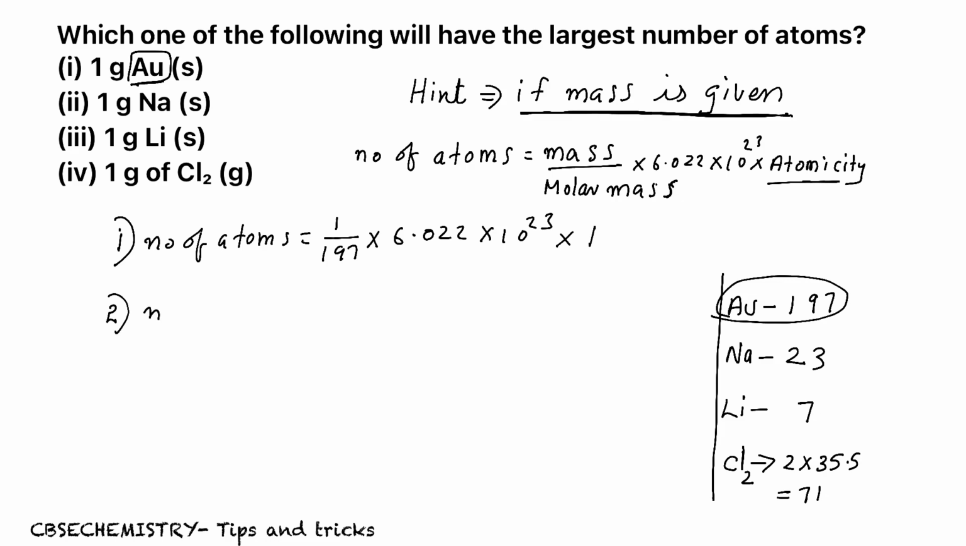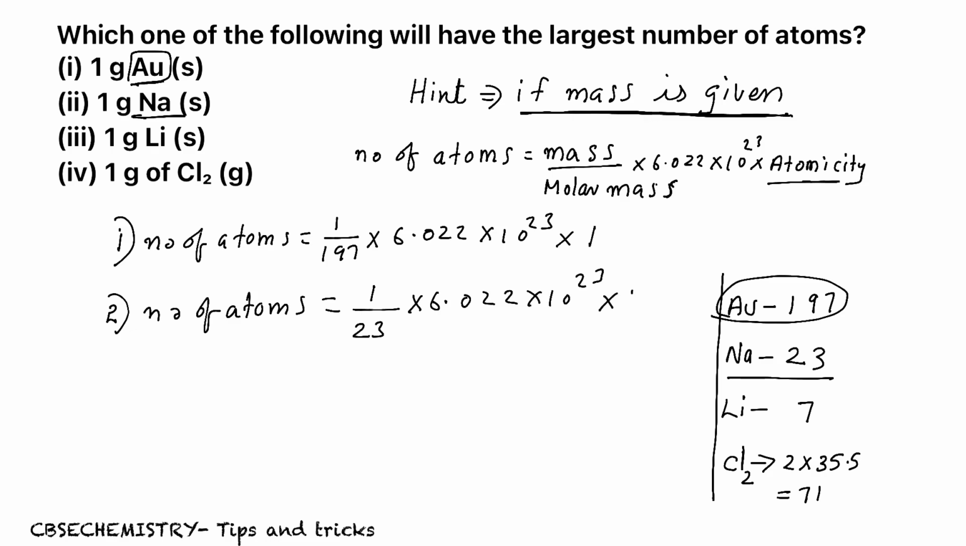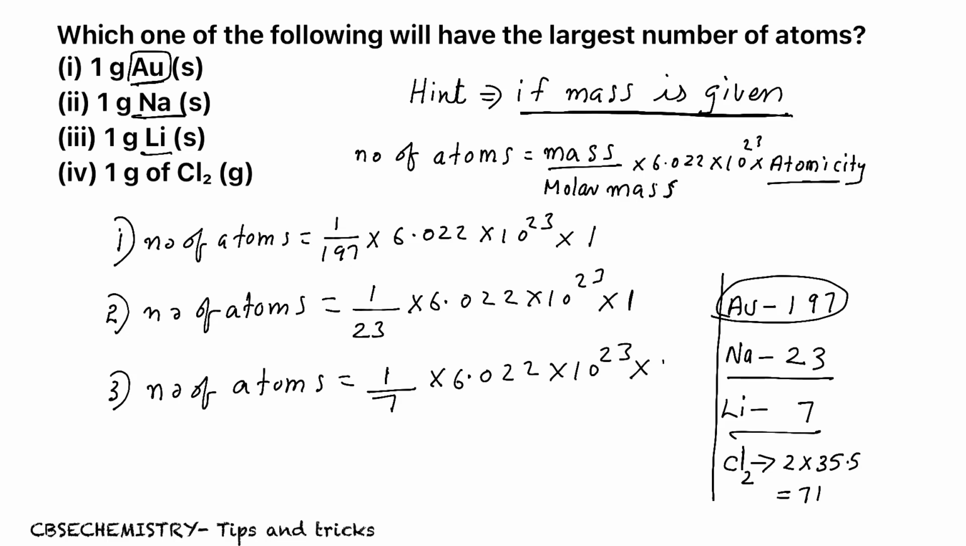Now second one. For sodium, number of atoms is equal to mass given in the question, 1, by atomic mass 23, into 6.022 into 10 raised to 23 into atomicity, which is 1 since only one atom is there. Now third is the number of atoms of lithium. Mass is 1, lithium 7, so 1 by 7 into Avogadro number, and only 1 lithium atom is there.